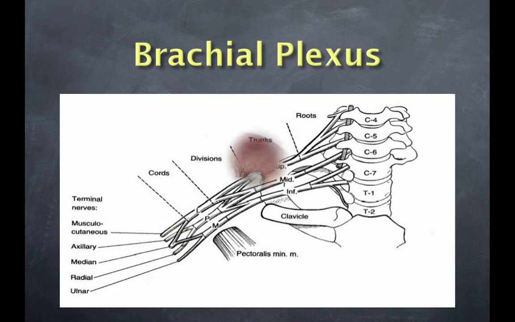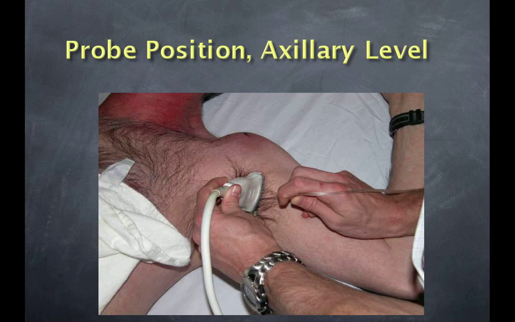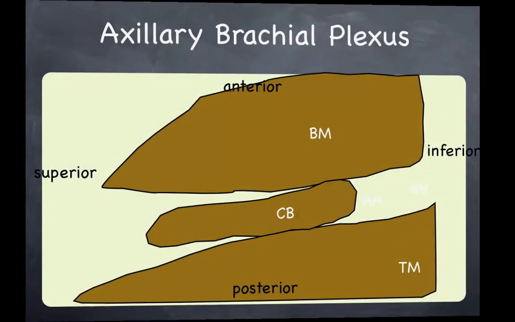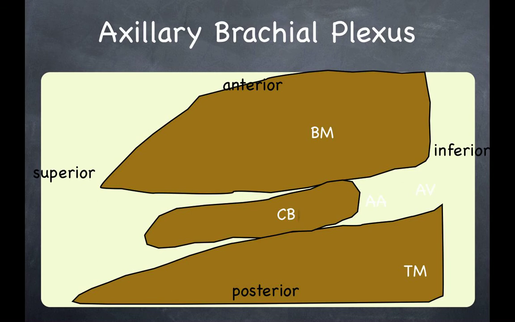For optimal positioning, the arm is abducted, flexed, and externally rotated. The probe is positioned in the transverse plane to obtain a cross-sectional view of the vessels and nerves. Please note that in this particular view, the marked side of the ultrasound transducer is pointing up. In this schematic view, we have superior to the left and inferior to the right.